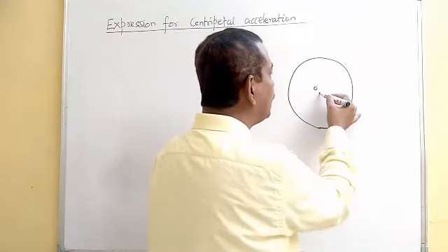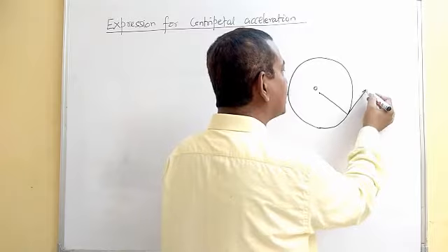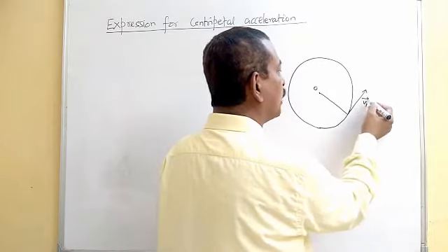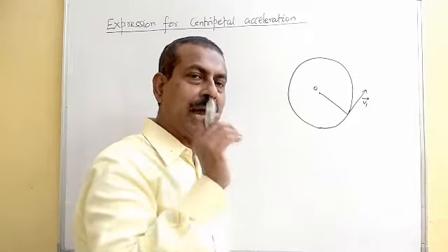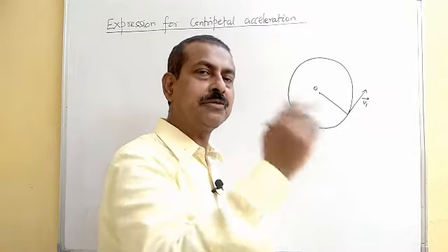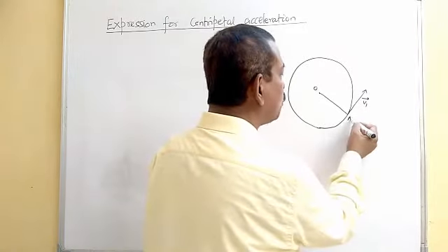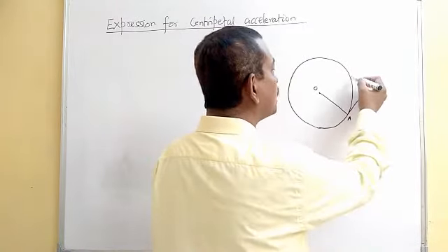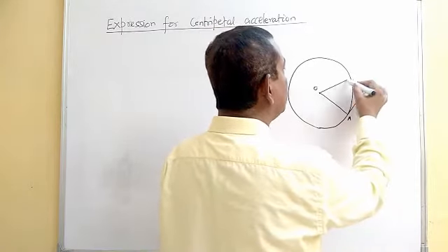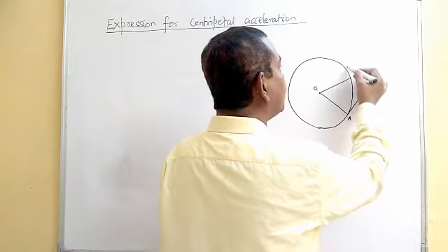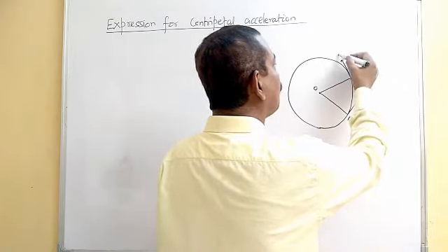So when it is at the point, say A, its velocity is acting in this direction, v1. Remember, the magnitude is constant, but as it has different directions at different points, the velocities will be different. So suppose it is at point A, and after a time delta t, it reaches another point, B, and at this point the velocity is v2.